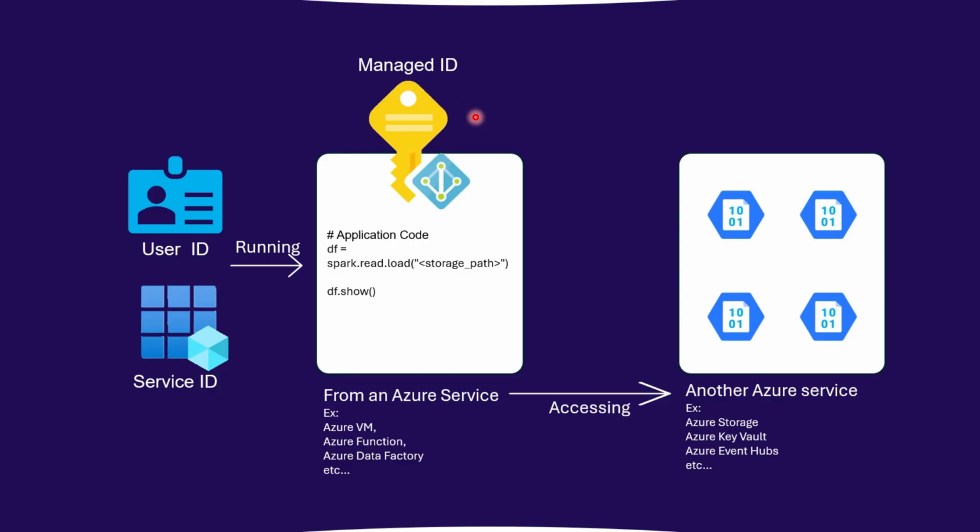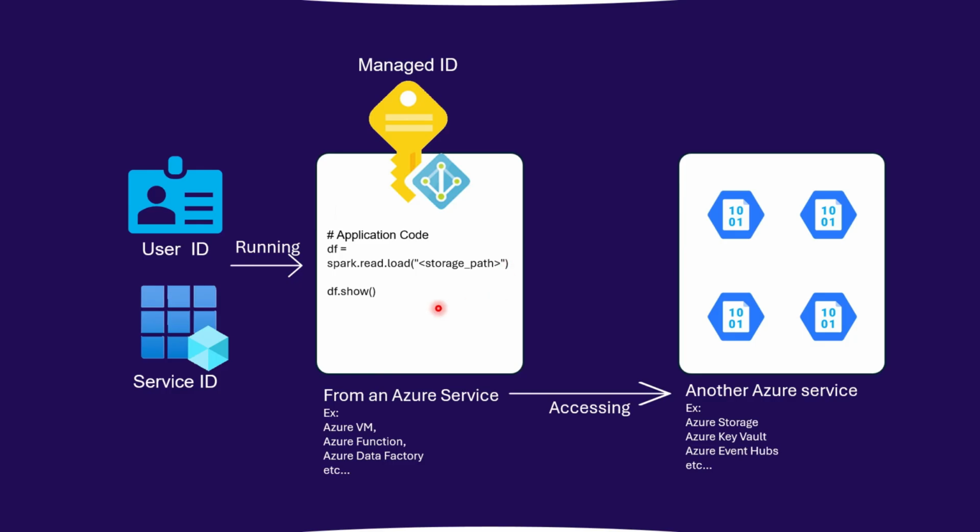Instead of assigning access to individual users or service IDs, you assign access to the Azure resource itself, like an Azure VM, Azure Function, or Azure Data Factory. For example, if you assign a reader role on a storage account to an Azure VM, anyone with access to that VM automatically inherits the necessary permissions. This allows processes and jobs running on the VM to access the storage account seamlessly without the need to include credentials or secrets in the application code.